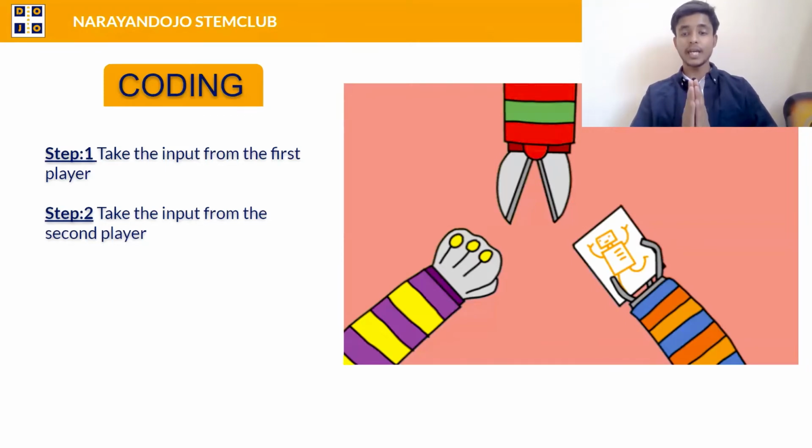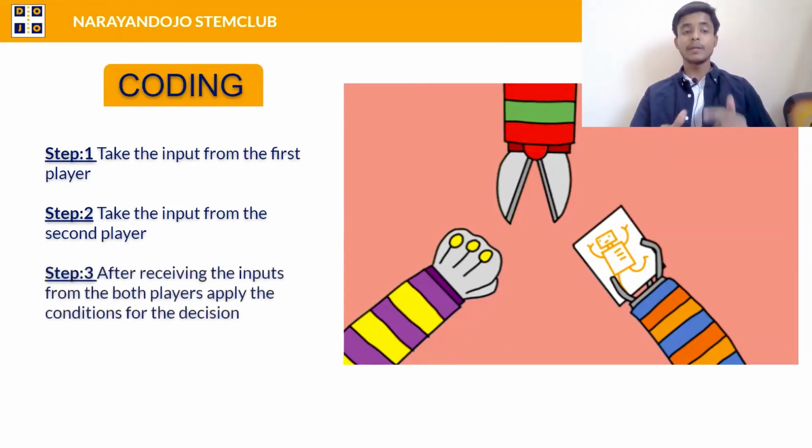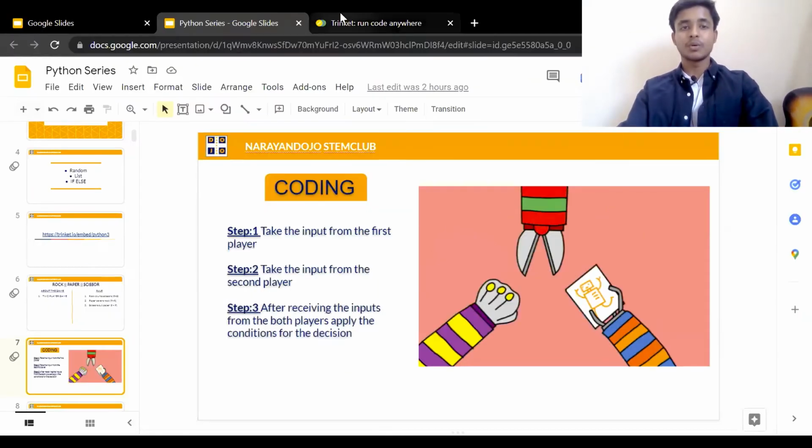step number 2. So in the step number 2, we have to take the input from the second player. And here, instead of adding the second player, we are using the second player as a computer. So the computer will give the input from their side. First, the user will give the input, then the computer will give the input from their side, and then in the step number 3 we will add some condition for taking the decision that who will win, either the computer or the user. So again, come on that trinket.